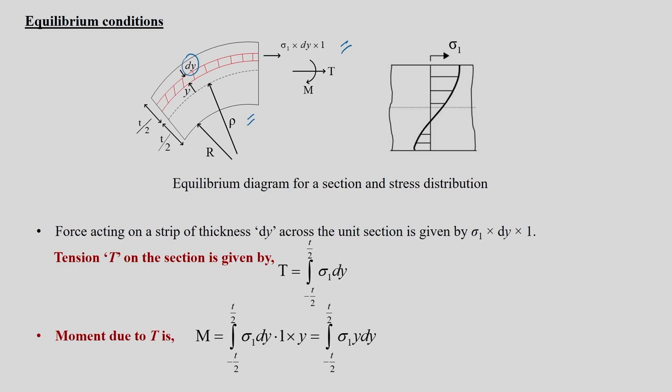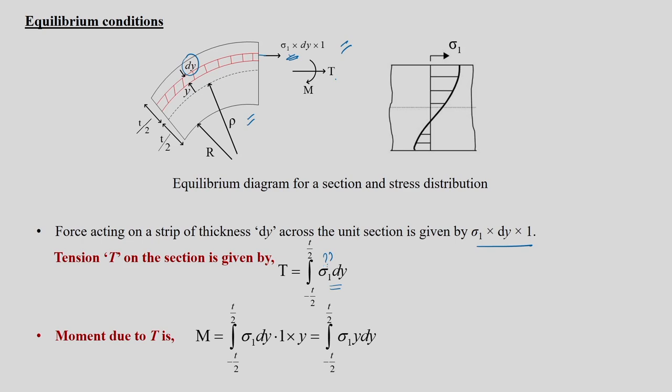So it has got a thickness of dy in the thickness direction, and you will see that the force acting on that element is given by sigma 1 into dy into 1. Okay, so this is basically for the unit section. So force acting on a strip of thickness dy across a unit section is given by sigma 1 dy into 1, which is going to act in this particular section. So in general, I have given how tension is going to act in the sheet and moment is going to act in the sheet. Now this tension in this section is given by T, you have to integrate this, T is going to be integral from minus t by 2 to t by 2 of sigma 1 into dy.